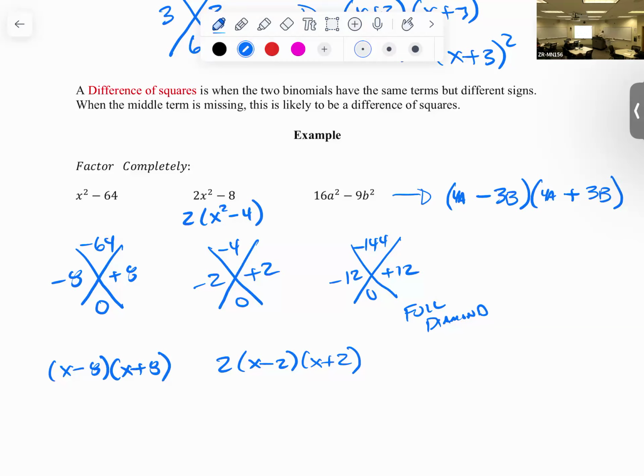4A minus 3B, 4A plus 3B. I can identify that just by looking at it, if you're able to identify that as a difference of squares. But otherwise, I could still do the full diamond on that. Run it down, break the middle term, which was 0AB, into -12AB, +12AB, and then keep going. If you're able to recognize difference of squares, that speeds you up a little bit, but you don't have to. Every time, you can still do the diamond.